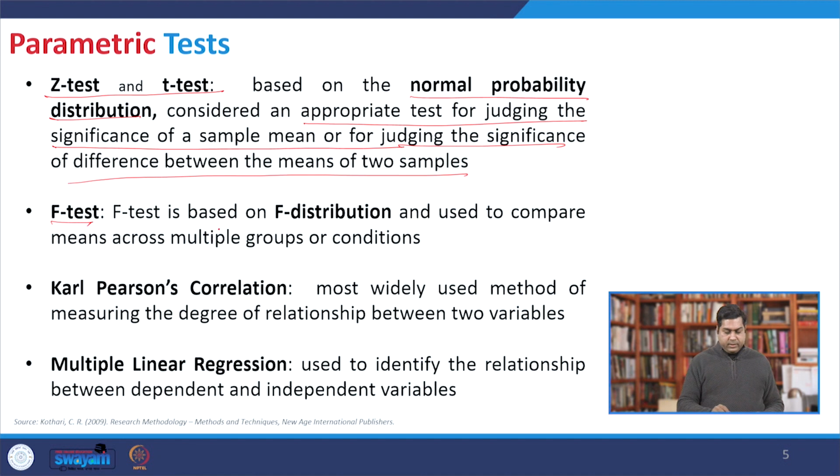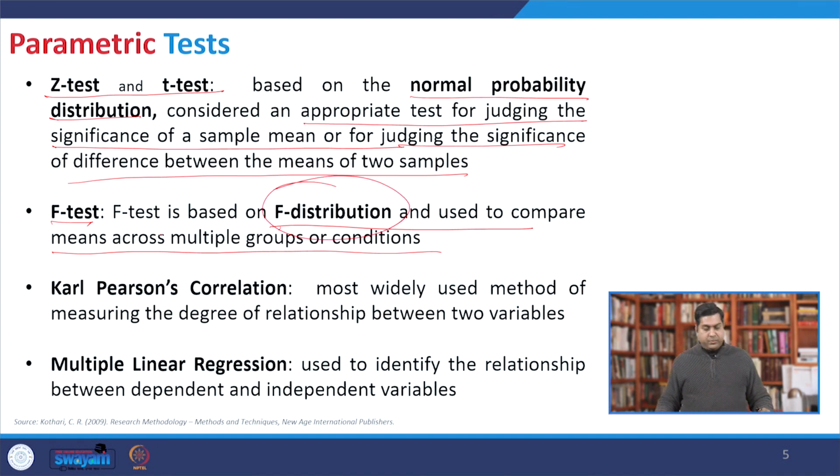Now, the F test is based on the F distribution, and this is used to compare the means across multiple groups or conditions. Suppose in a particular company you have male and female workers, and you try to understand their performance or their salary, etc. In those cases you can go for an analysis of variance test, follow the F distribution pattern and try to check it.